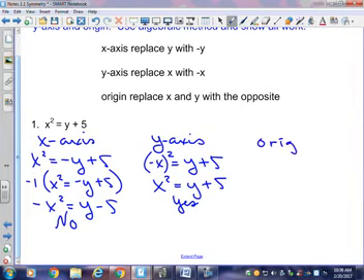So now let's prove whether or not it has origin symmetry, because I don't know if it touches the origin or not. Might. So you put in both negatives at the same time.